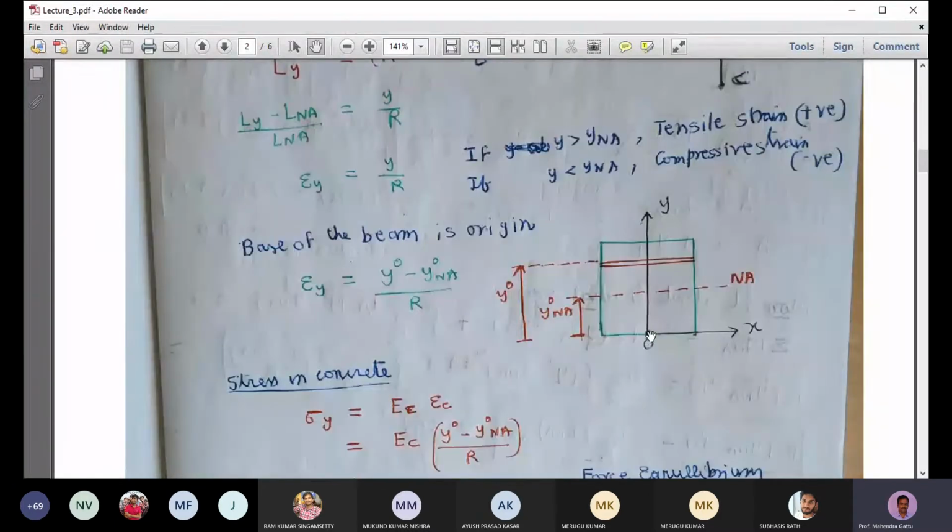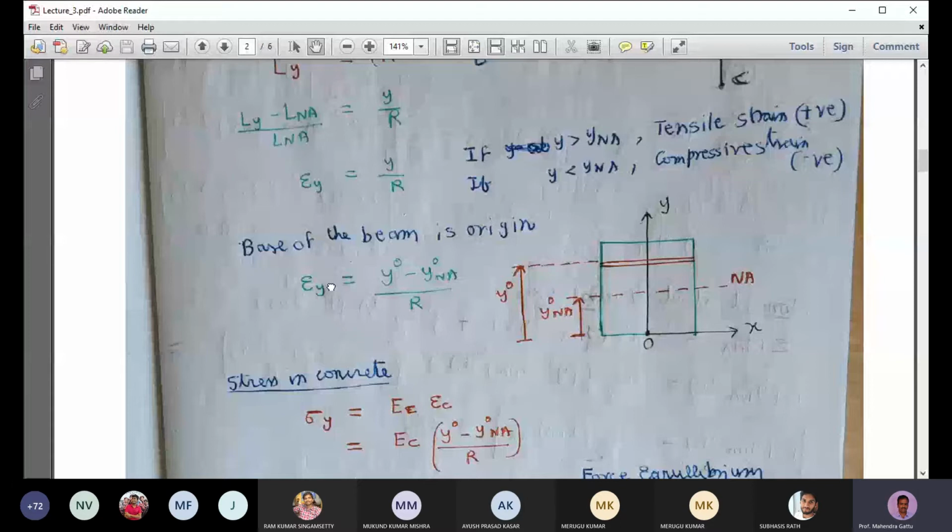We are referring to the axis where the origin is at the base of the rectangle. So here our origin is here. From here the distance of the neutral axis is y naught NA, and the distance of the level of interest, the location where we want to find the strain, is y naught. So the difference y refers to y naught minus y naught NA. So we can write the strain at this location as (y naught minus y naught NA) by R. Here we are referring everything to the origin.